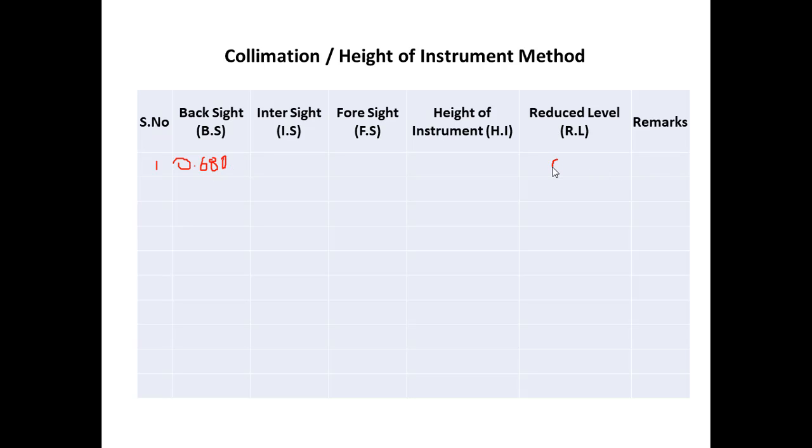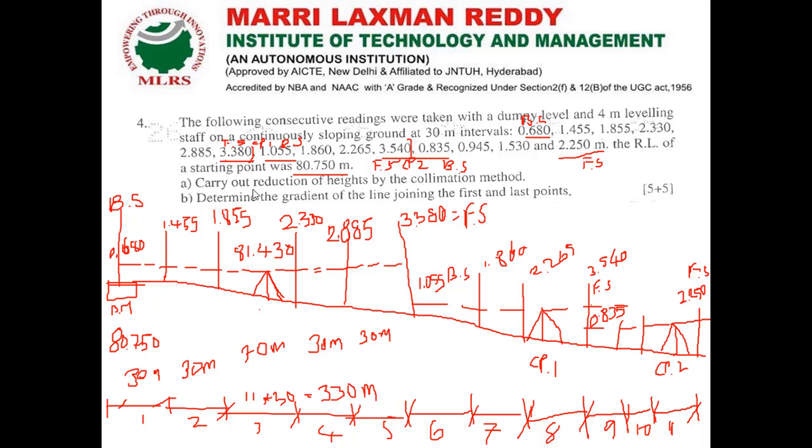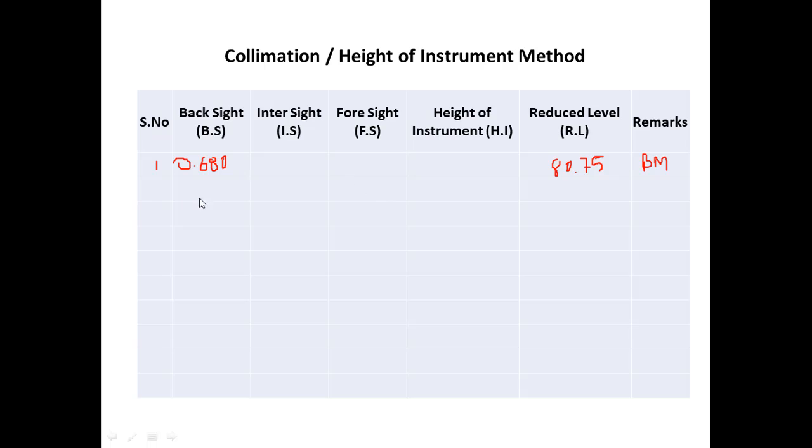Here they have given the data as 80.75 meter is the benchmark reading for the first. You can write it as the benchmark. Then the second reading 1.455, that should be written in the intersight.